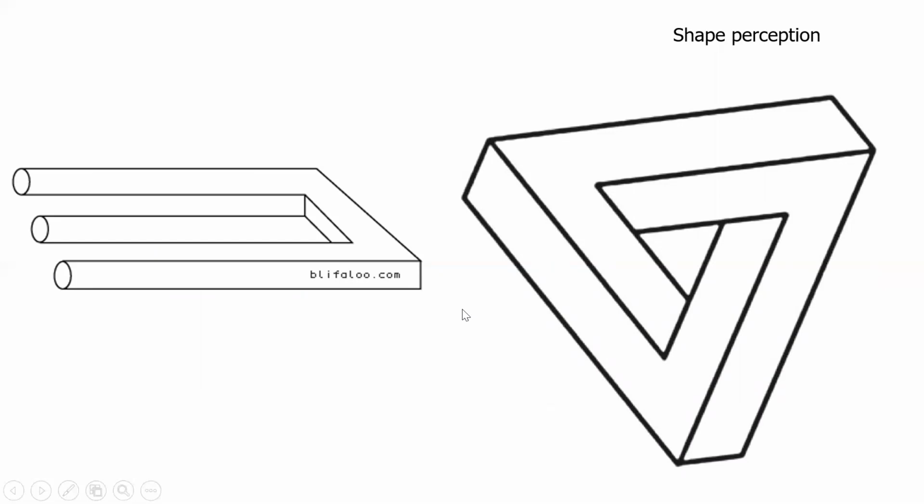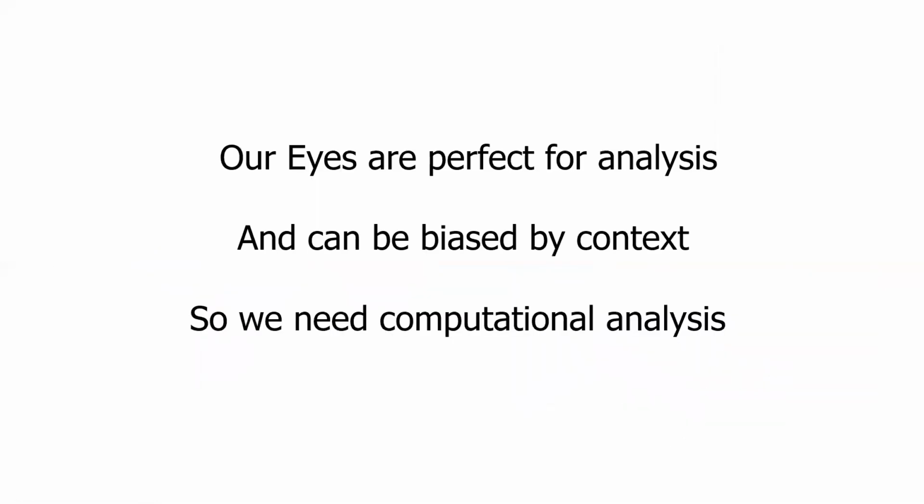So all these pictures are basically indicating optical illusions, and they indicate that our eyes are not perfect for analysis and can be biased by context. So we need computational analysis.